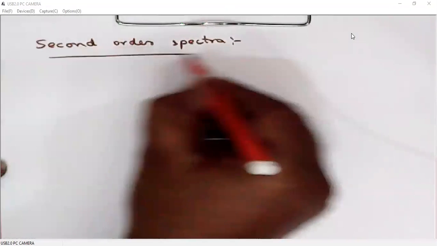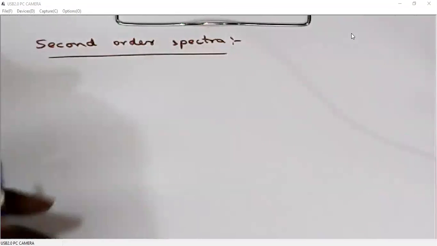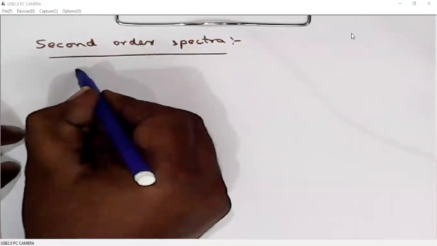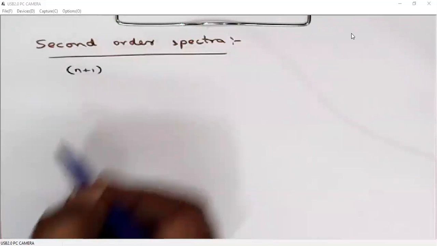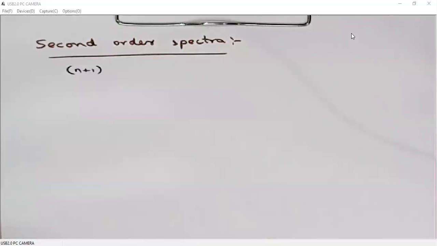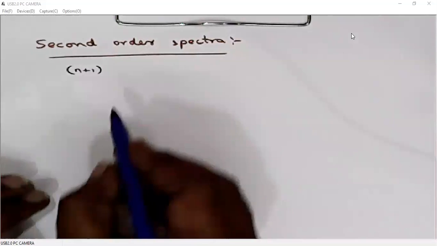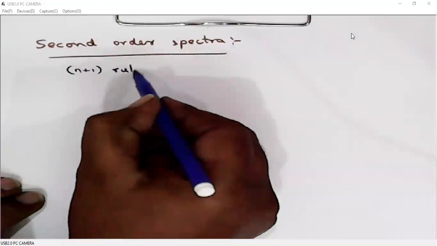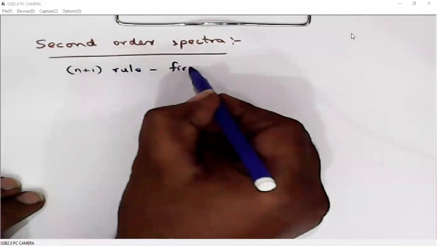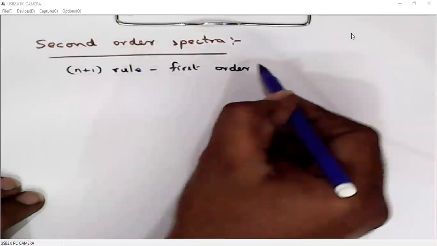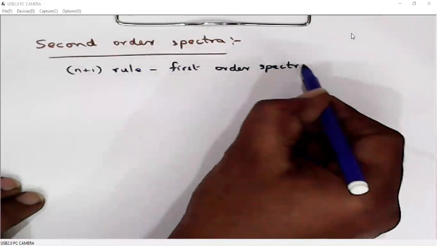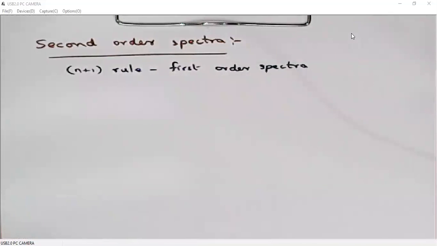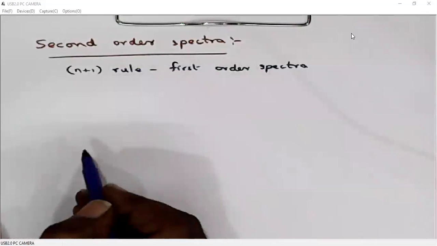What is second order spectra, or what is first order spectra? I'll give you a simple shortcut. If we can expect the multiplets for different protons based on the n plus 1 rule, then it is a first order spectra. That means if the spectra is according to the principles we have learned so far, and we can predict the splitting pattern of each and every proton, then it is a first order spectra.